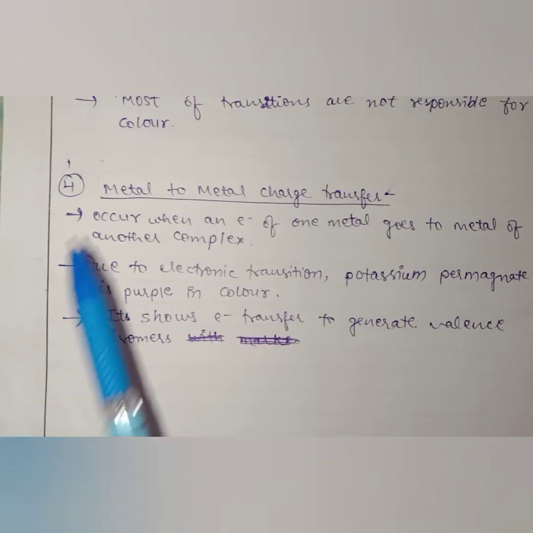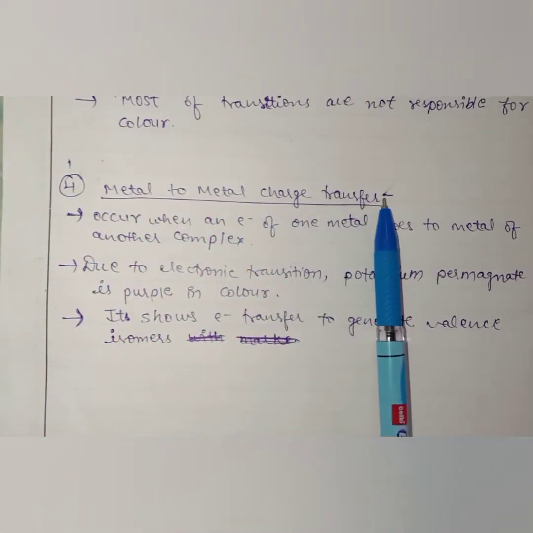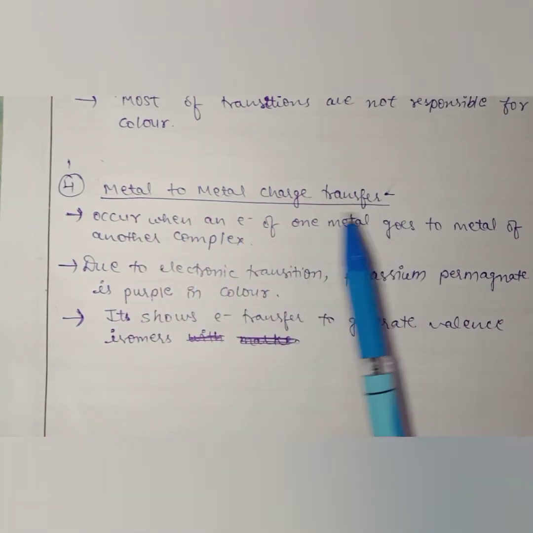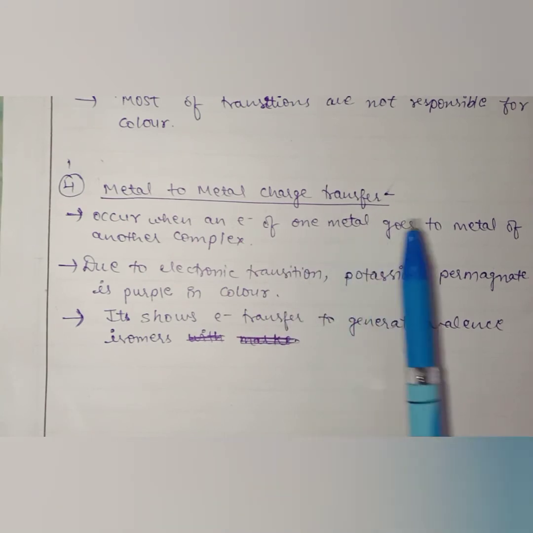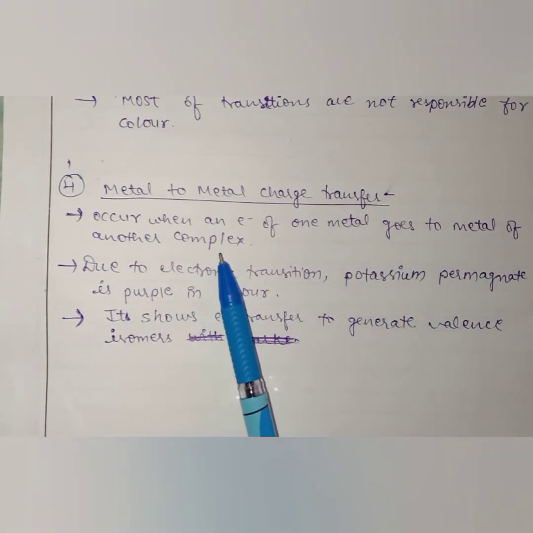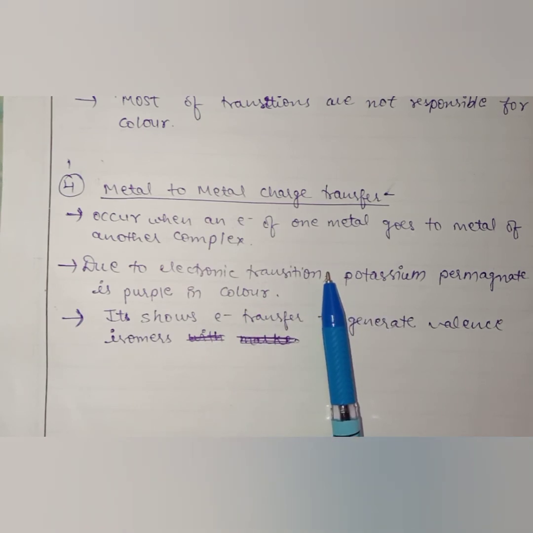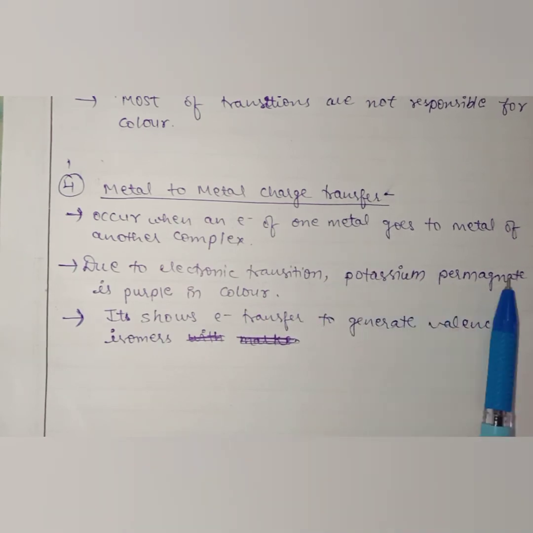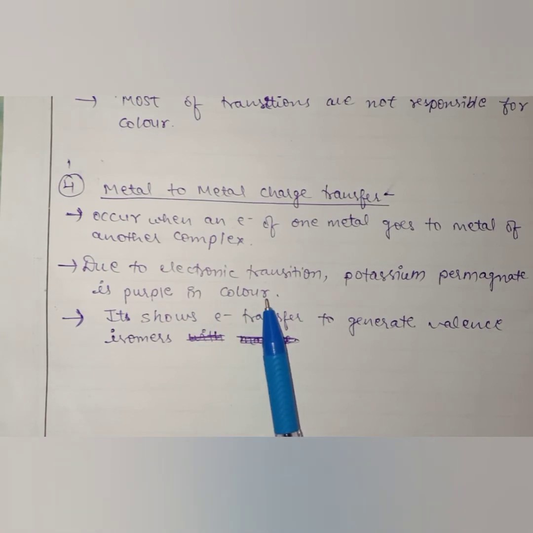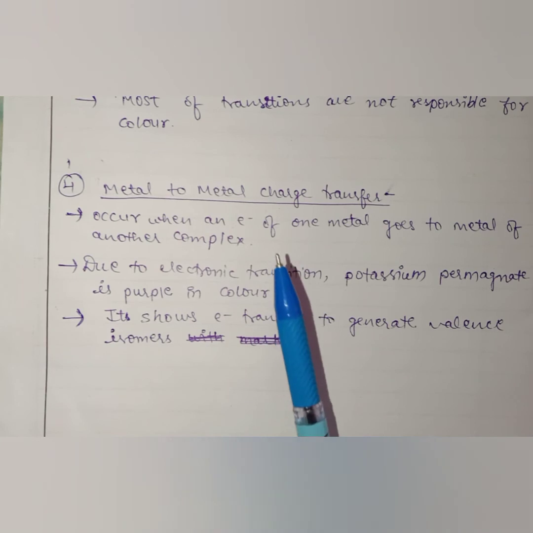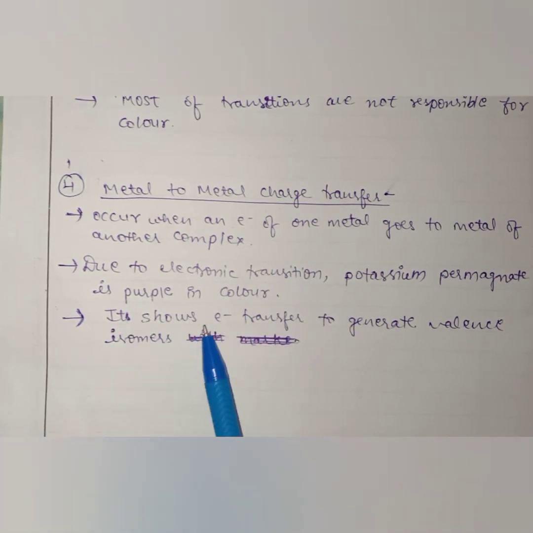The fourth and the last one is metal to metal charge transfer, which occurs when an electron of one metal goes to the metal of another complex. It is due to an electronic transition. Due to this electronic transition, potassium permanganate is purple in color. It is not purple in color because of d-d transition. It is purple in color because of metal to metal charge transfer, and it shows electron transfer to generate valence isomers.